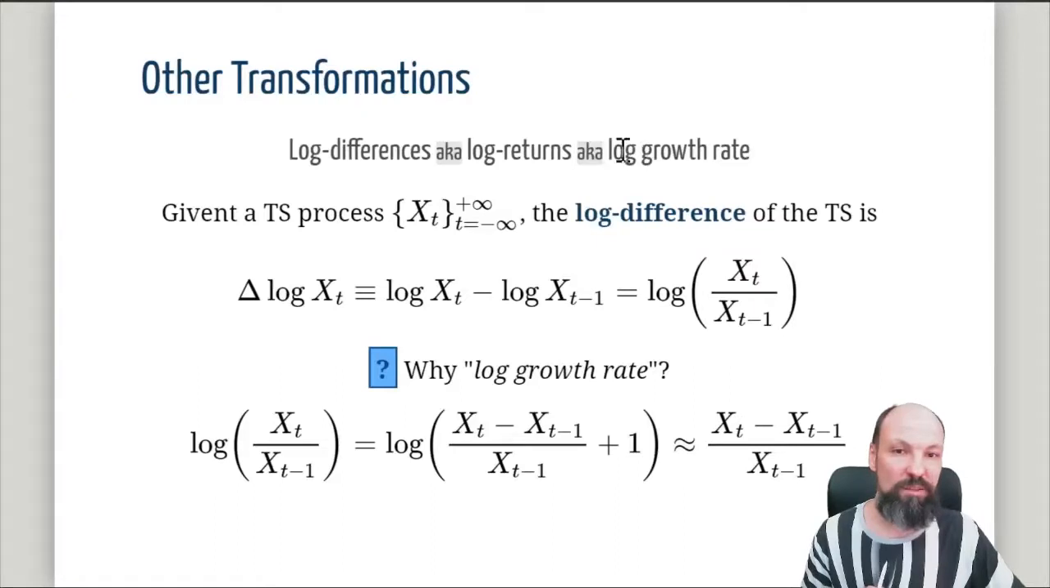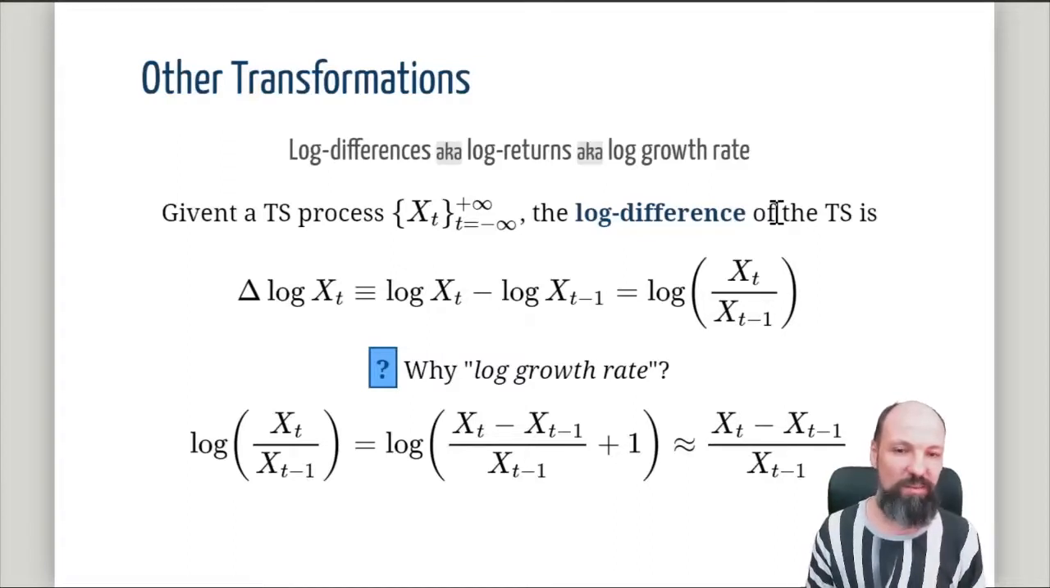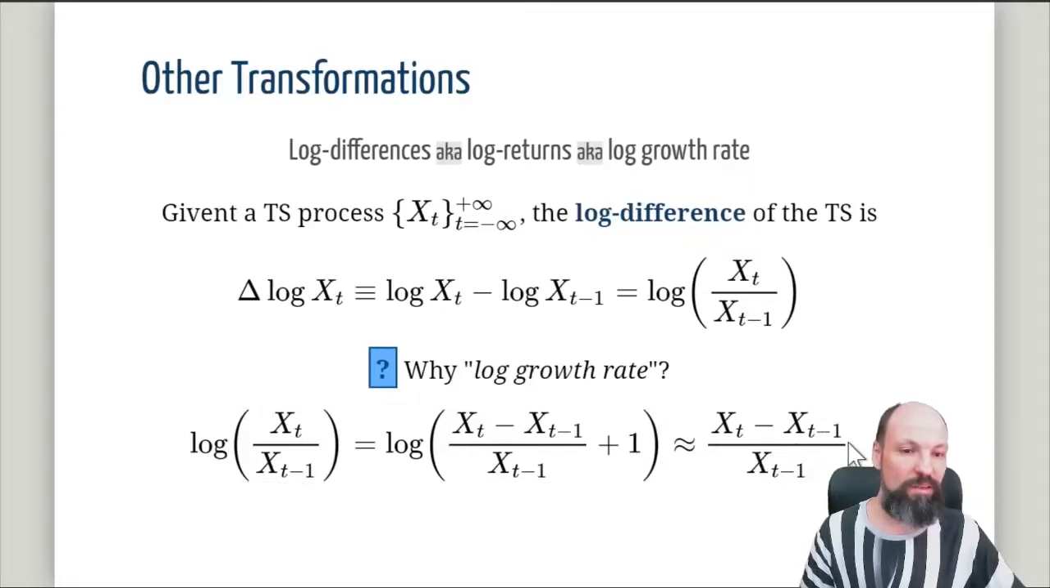It doesn't mean that, whenever you see log growth rate, you have to take the growth rate and log it, because that doesn't make sense. This is the growth rate, and if you log it, you might not even get defined values, because this thing might be negative. So when you see log growth rate, it means this. And it's called like this because of this approximation.